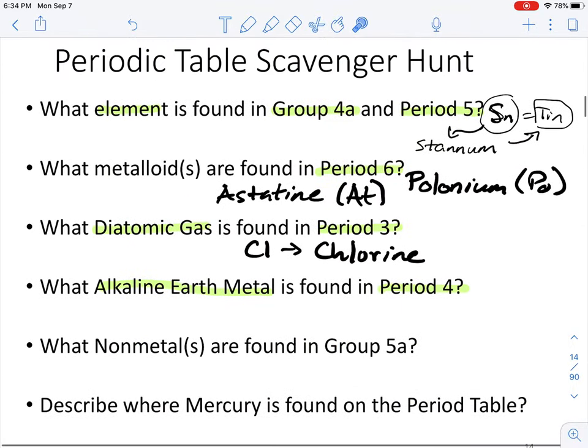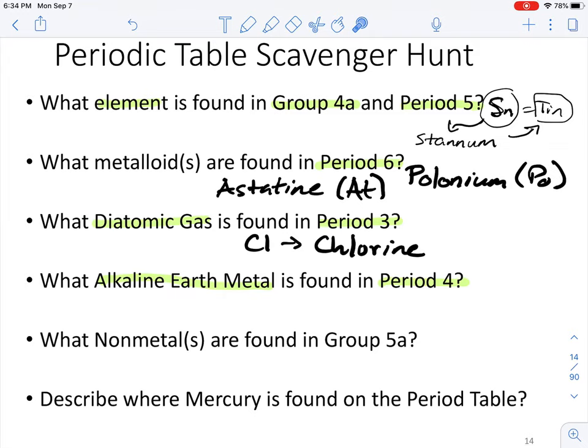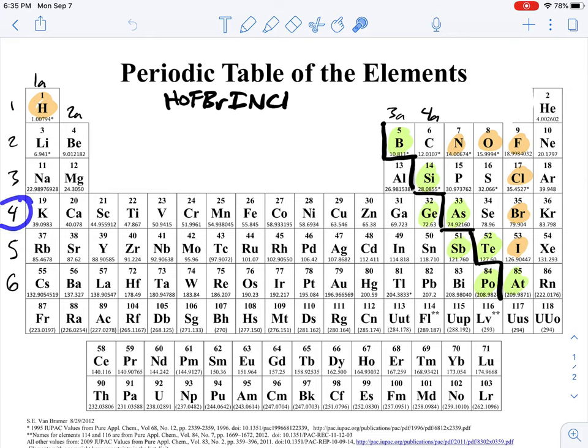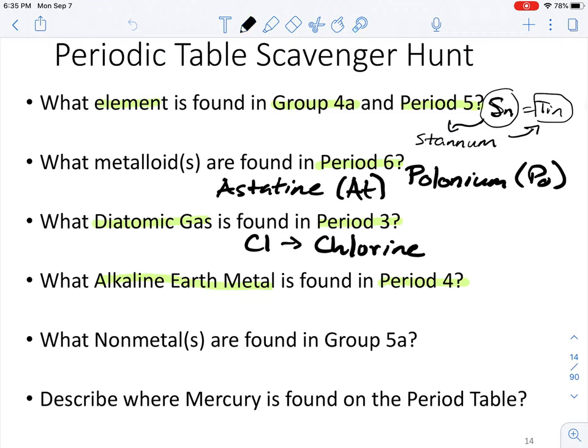All right, so what alkaline earth metal is found in period four? I'm going to go ahead and go back to the periodic table. Here's period four, and we're going to look at alkaline earth metals. So this is alkali metals. This is alkaline earth. And so basically it's calcium. So here I have two words. So I know that's group two. Specifically group 2A. And so in period four, that's going to be calcium.